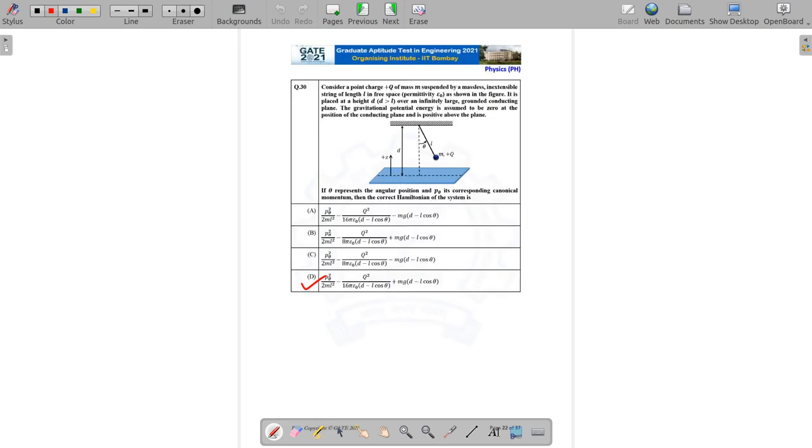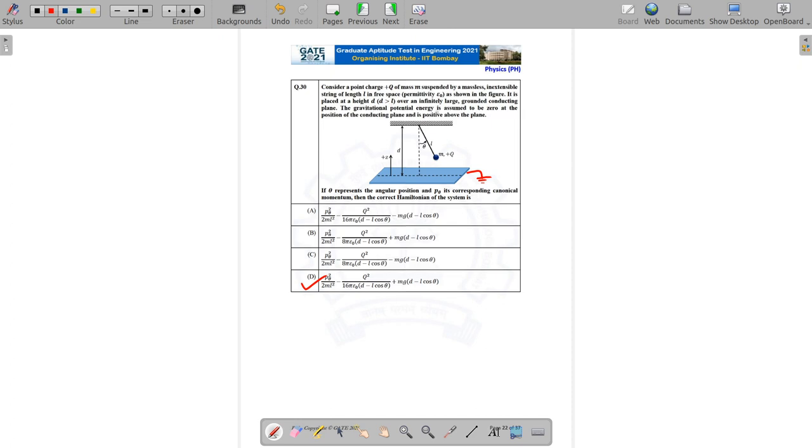Okay, so we will move on to the next question. So this is the next question. It's a question from electrostatics. Consider a point charge plus q of mass m suspended by a massless inextensible string of length L in free space. It is placed at a height d over an infinitely large ground conducting plane. So this plane, this one is grounded. That's what they are saying.